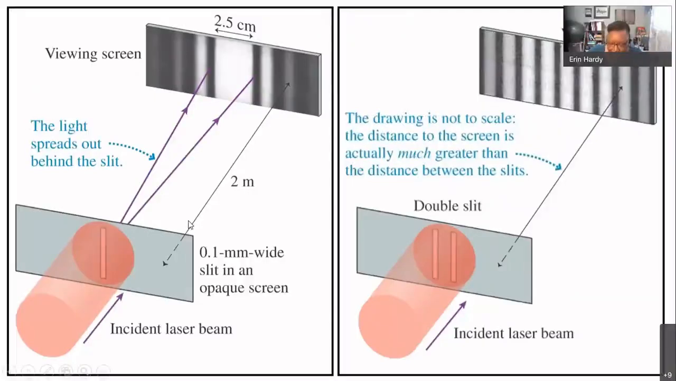So this image on the left is legitimately a repeat from the previous slide. If you have two slits as opposed to just one, and you have a laser beam. We're using a laser beam here kind of for two reasons. One, because it is narrow and defined compared to a light bulb or anything like that. And two, it's made up of light that's just one wavelength, that's monochromatic, in other words.